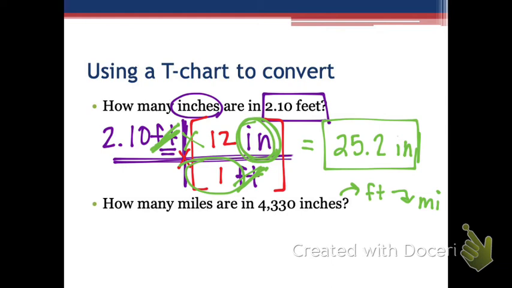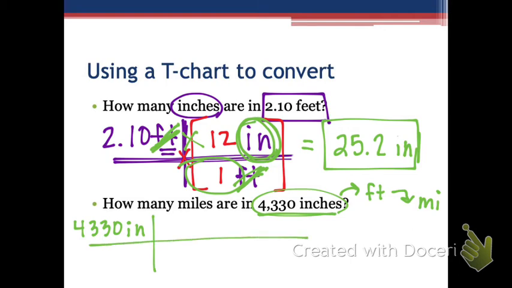Now, when I start my T-chart, what does it start with? I always start with 4,330. Okay, 4,330. You're going to hear me say this a lot. Your T-chart starts with what you know, and what you know comes directly from your problem. So we're going to start with 4,330 inches. And then we draw our T.